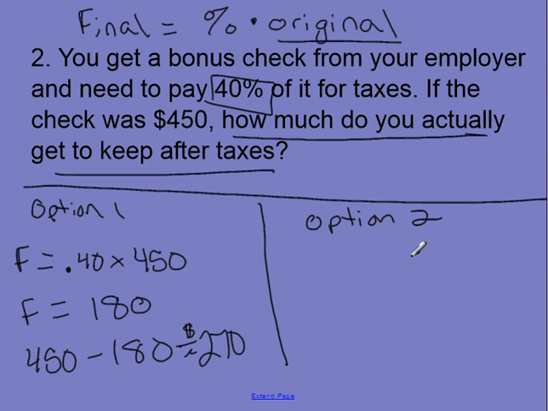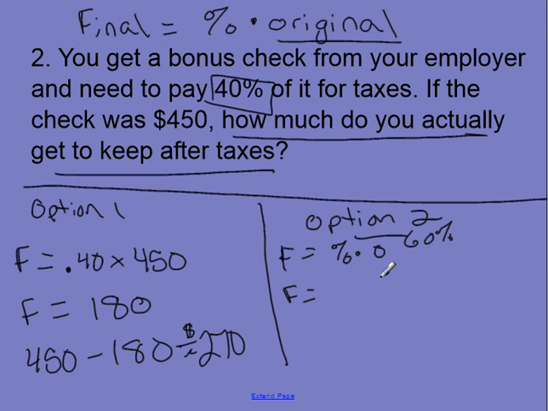Now let's look at option 2. Remember, option 2 is all about using a revised percent, and it saves you some steps. So your final price is still going to be the percent times the original, but now instead of taking 40% and then subtracting that from the original bonus check, I'm going to say, okay, well, I actually get to keep not 40%, but I get to keep 60% of my bonus check, because 100% minus 40 is 60.